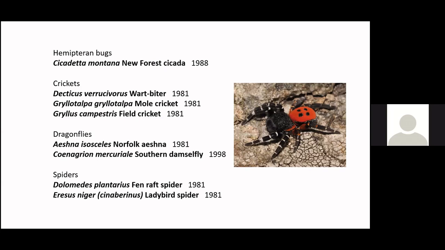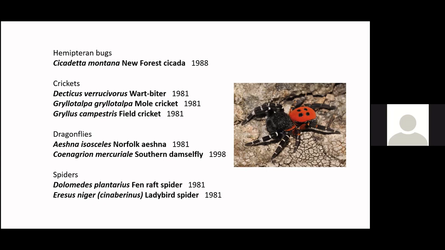Dragonflies, the Norfolk hawk, or the Norfolk Aeschna as it's called there, should probably be taken off that list if it already hasn't, because it's increased in numbers quite dramatically in modern years. But the southern damselfly is still pretty uncommon, restricted to a few habitats in the south of England and the south of Wales. Number of spiders, the fen raft spider, a lot of conservation work has occurred in recent years to do with that species.